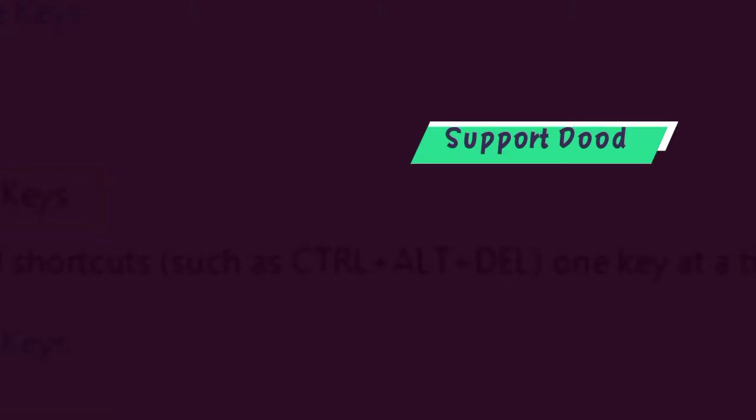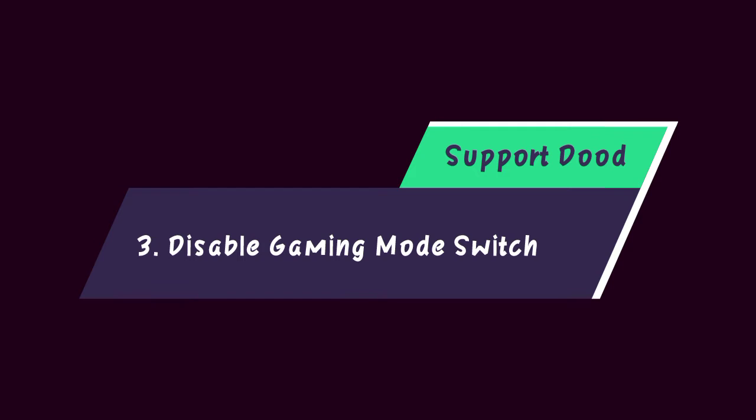Number 3. Disable Gaming Mode Switch. How to? Let us see. There is a switch to disable all the keyboard shortcuts on a gaming keyboard so as to let you focus on games. Your keyboard shortcuts are not working probably because it is in gaming mode. So you can disable this switch in order to fix the keyboard shortcuts.